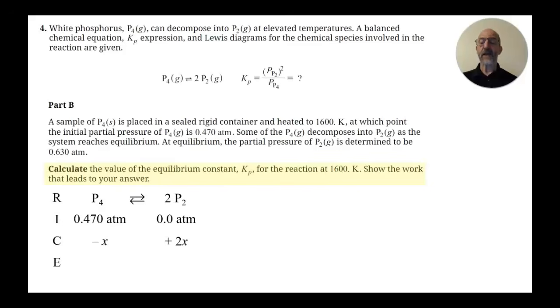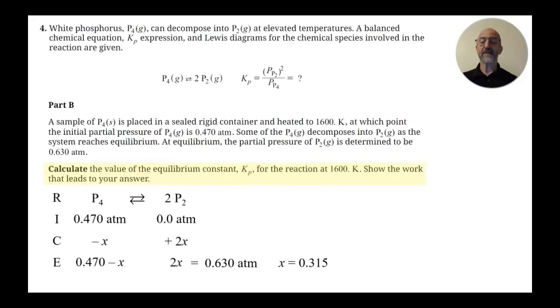And then at equilibrium, I have 0.470 minus x and 2x. But they tell us that at equilibrium, the partial pressure of P2 is determined to be 0.630. And if 2x equals 0.630, that means that x would be half of that value. So 0.315 equals x.